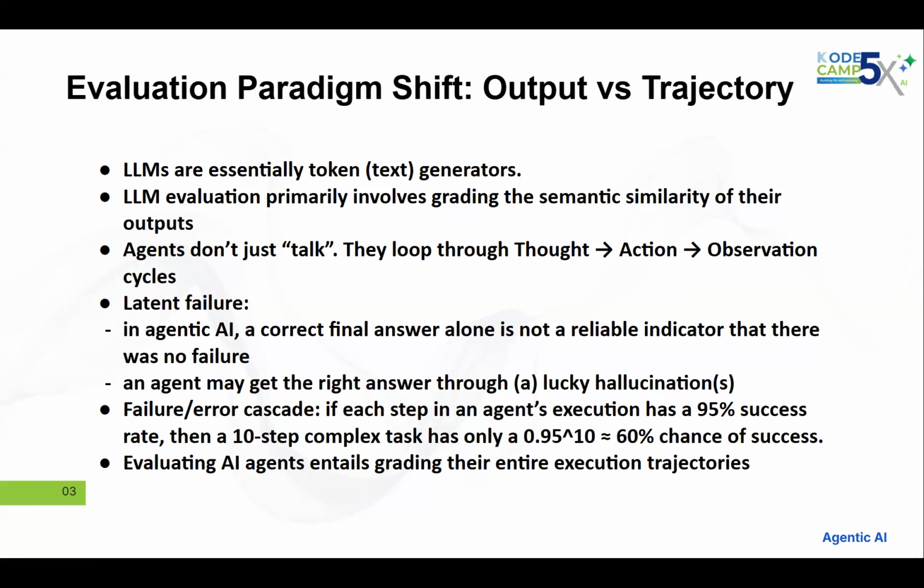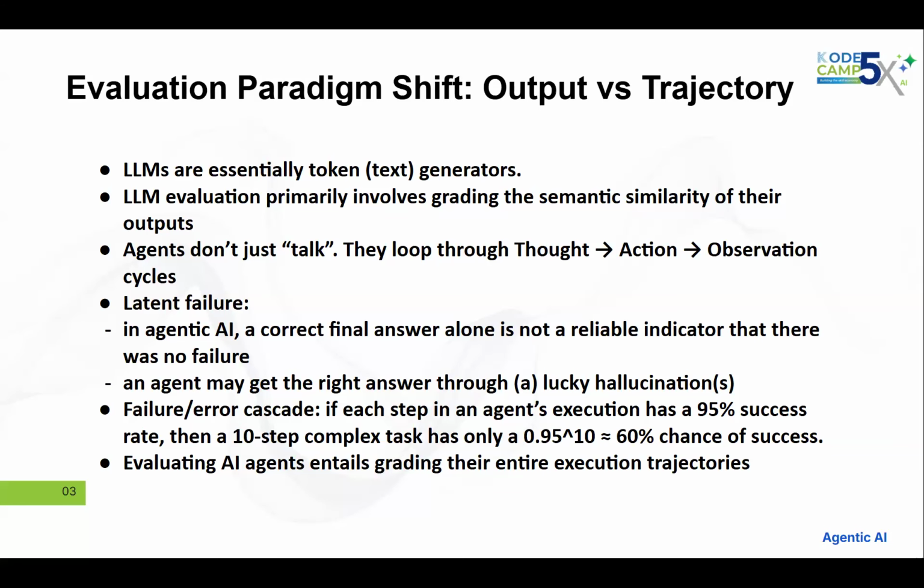And there's also the fact that errors in agents can cascade. I gave the example here. Let's assume that an agent has 10 steps, and at each step, there's a 95% chance of success, right? Now, if these errors cascade, an agent that has a 0.95 probability of success at each step, with 10 steps, the overall chance of success is 0.6.